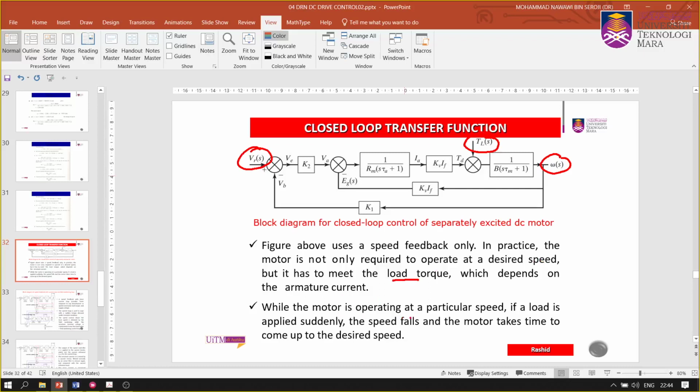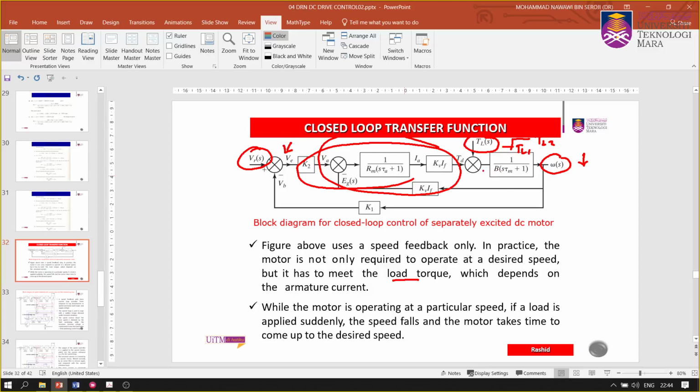So while the motor is operating at a particular speed, if a load is applied suddenly, the speed falls. For example, we have a step change, the load increases from TL1 to TL2. I hope you can see that. Then you're going to see that the speed will drop, isn't it? So the speed falls, and the motor takes time to come up to the desired speed. The closed loop procedure will work until you have the error appear here, so it can be quite slow.